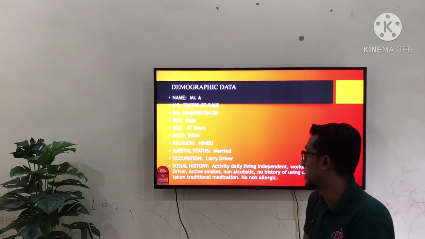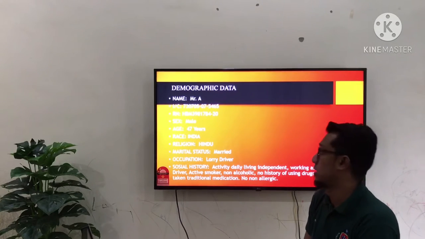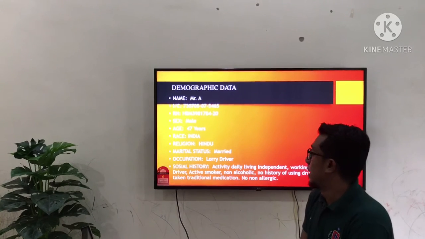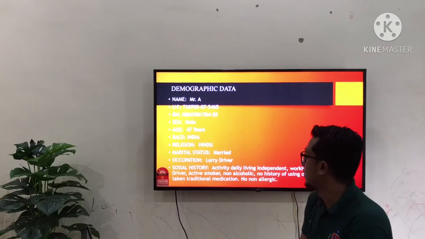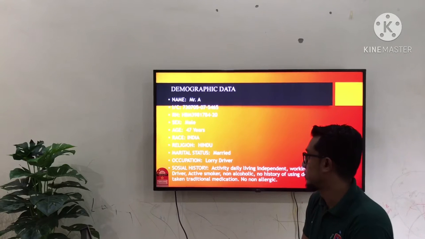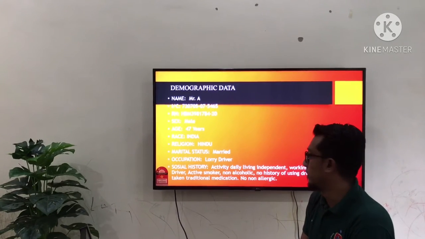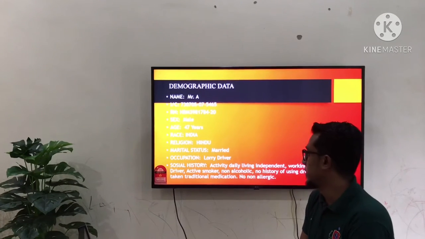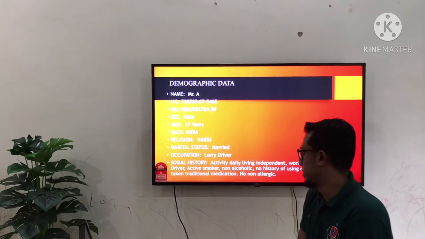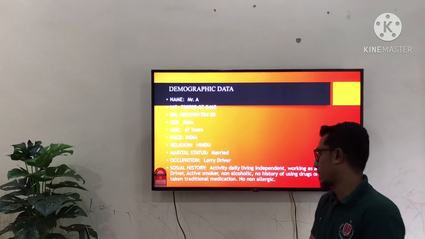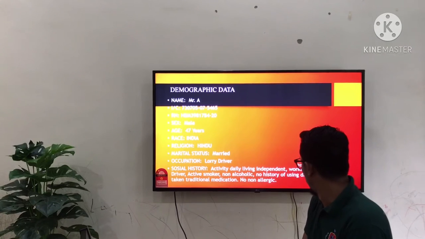Okay, this is my demographic data. I will call the patient Mr. A. Okay, dia punya RN hospital, kita tajam lah. Sex dia, male, age 47 years. Race Indian, religion Hindu. Marital status, dia dah kahwin lah, married. Occupation, kerjanya lorry driver. Social history, activity of daily living, independent.